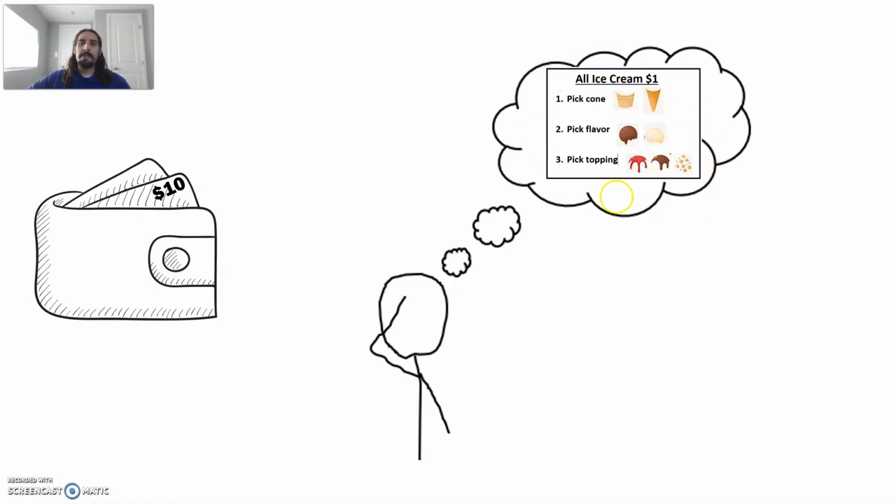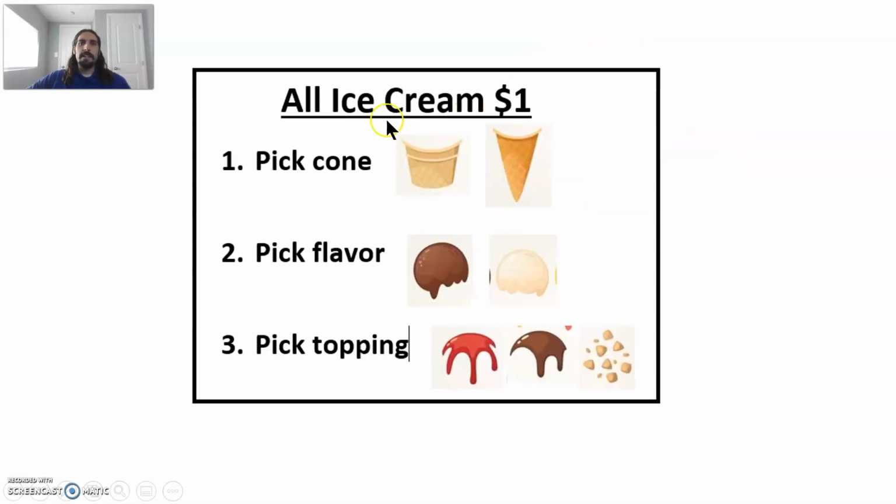So we're going to focus on this menu, and we're going to see how many different possible outcomes there are at this ice cream stand. Here's a close-up of our menu. All the ice creams cost $1, so that's kind of user-friendly for us. We need to pick a cone. We've got this cup-shaped one and a more traditional cone-shaped. We need to pick a flavor for our ice cream, chocolate and vanilla. And then we need to pick a topping. We've got a strawberry sauce, a chocolate sauce, and some peanuts.